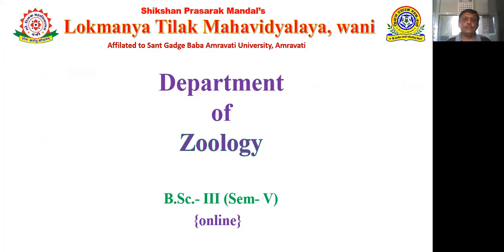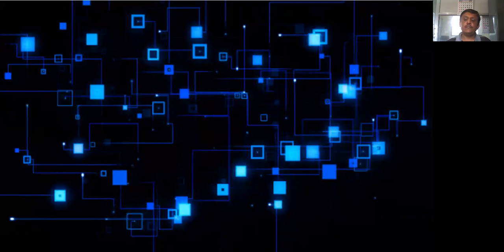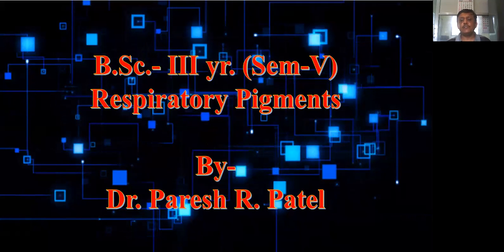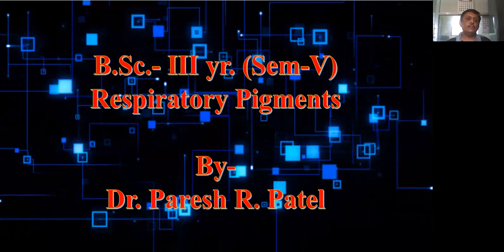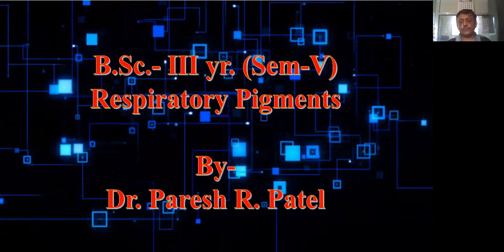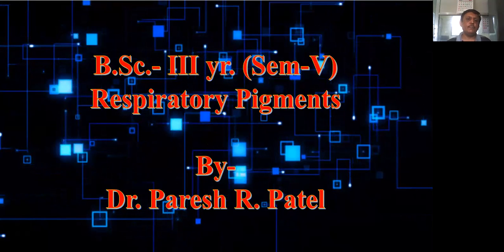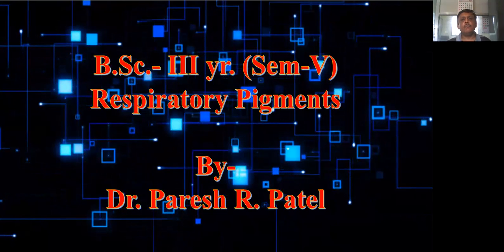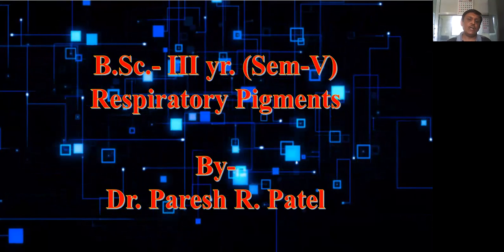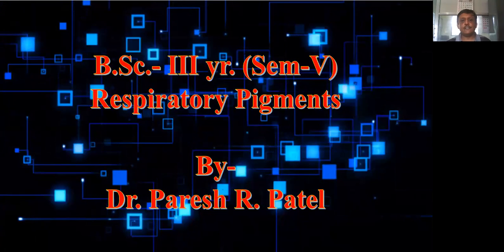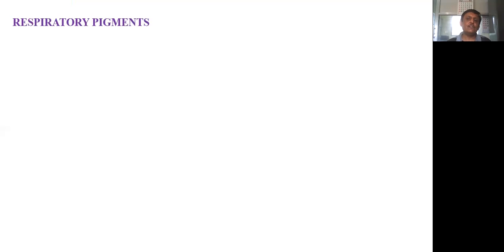Today we are going to discuss the various respiratory pigments found in different animal groups. Now, respiratory pigments are generally the compounds which help to transport respiratory gases. Respiratory pigments are generally molecules of high molecular weight.